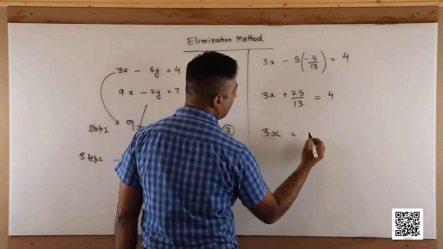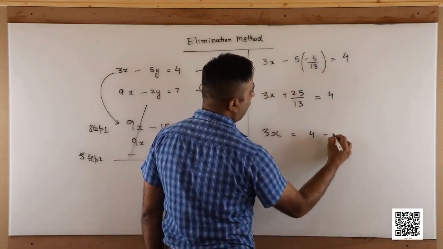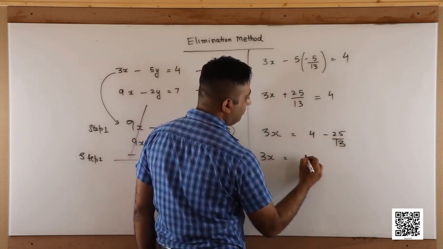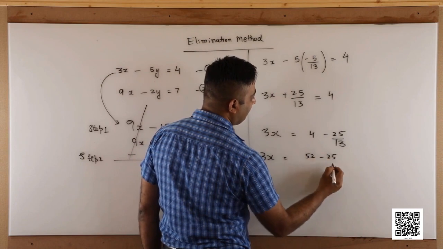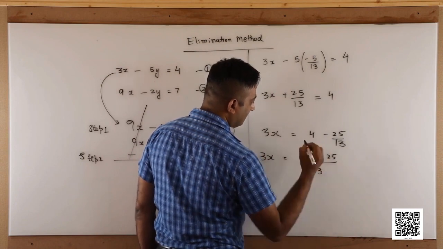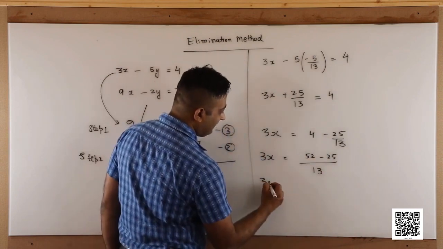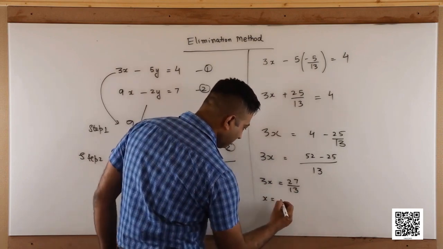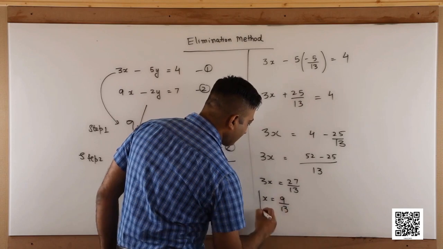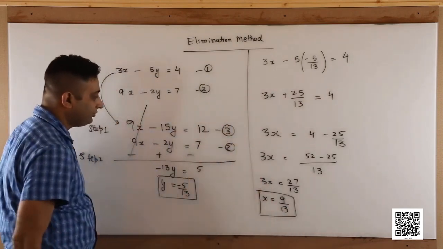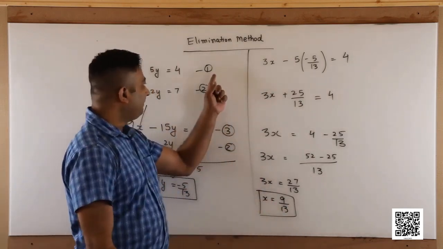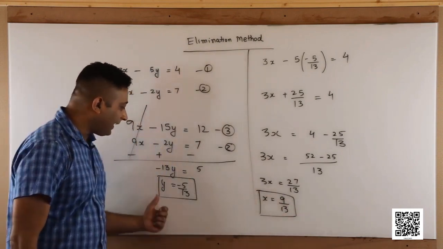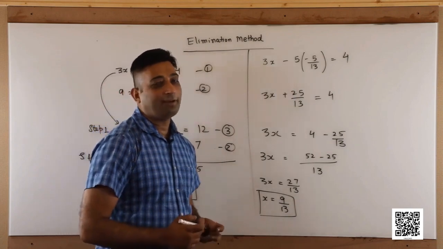That is 3x equal to 4 minus 25 by 13. That is 3x equal to (52 minus 25) divided by 13. That is 3x equal to 27 divided by 13. That is x is equal to 9 by 13. So these are the solutions for the pair of linear equations in two variables, that is x equal to 9 by 13 and y equal to minus 5 by 13.